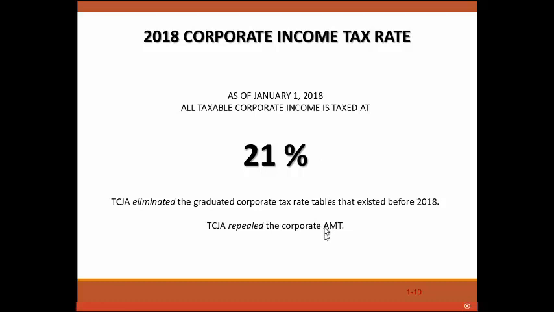Also, the Tax Cuts and Jobs Act repealed something called the AMT, Alternative Minimum Tax, which, up until the end of 2017, was there to make sure that corporations paid at least some income tax. There were some calculations that were necessary to eliminate some of the favorable deductions. Those calculations are now eliminated. There is no AMT, Alternative Minimum Tax, for corporations.